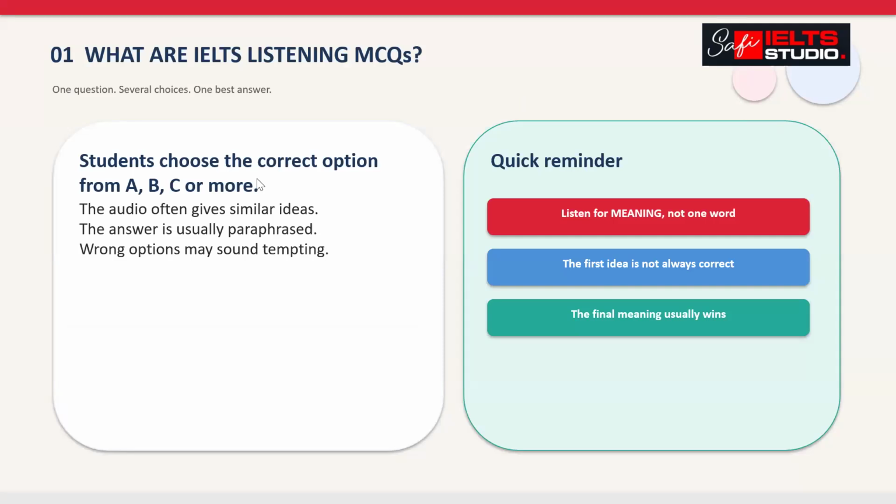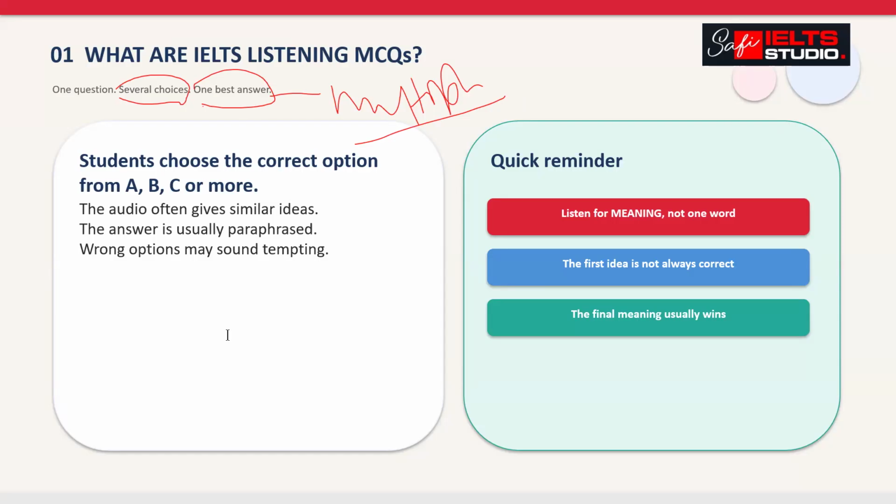All right. So here we come. What are IELTS listening MCQs? One question, several choices, and you are supposed to select which option is the best. Either you will have several options but may select only one answer, or you may select multiple answers for one question. You may have both. Once we start studying practically, we'll understand.